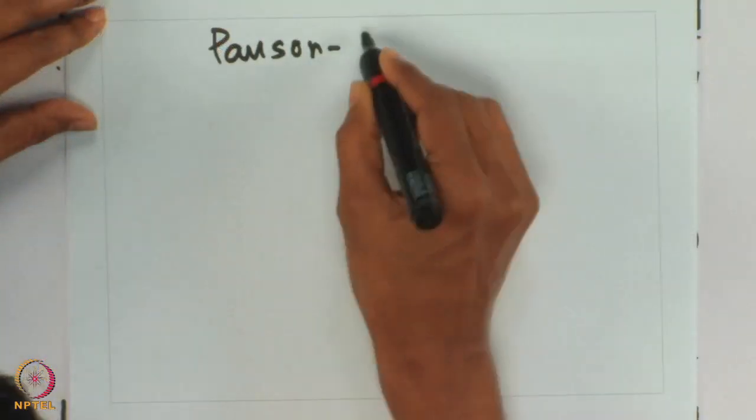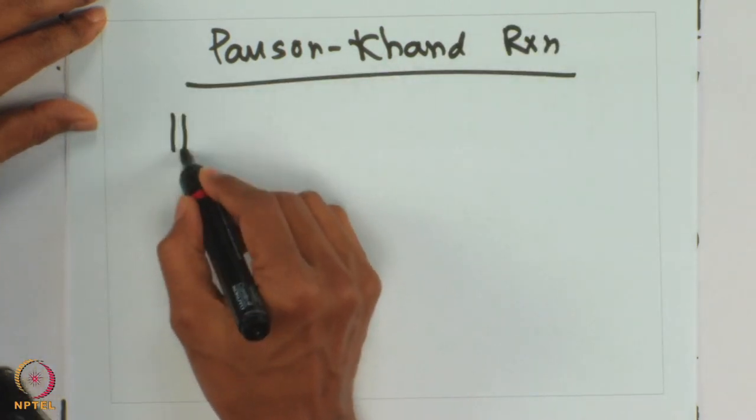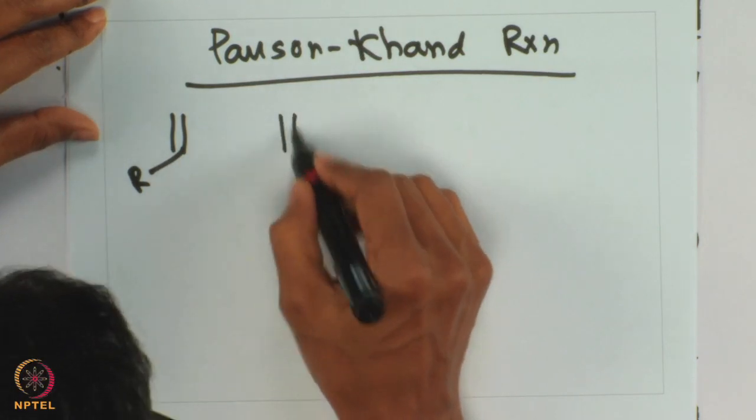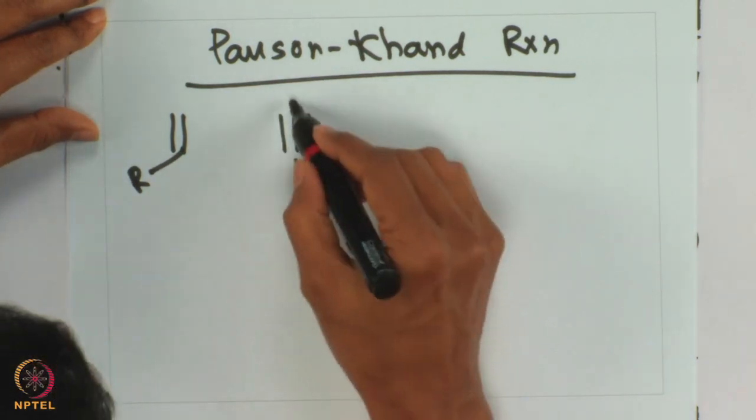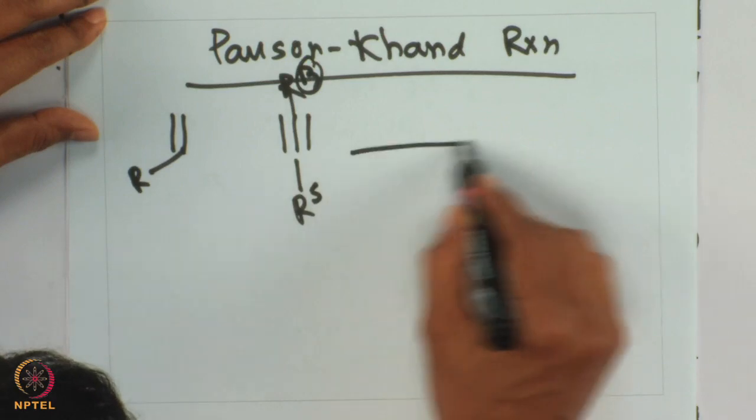Now, let us look at the Pauson-Khand reaction, where 3 reagents are participating at the cobalt site to form the final product. Okay. Pauson-Khand reaction. So, the Pauson-Khand reaction is one of the very widely studied reactions. Usually it is a substituted olefin, of course, and an alkyne. Again, it can have a small group and a big group, this is big and this is small.